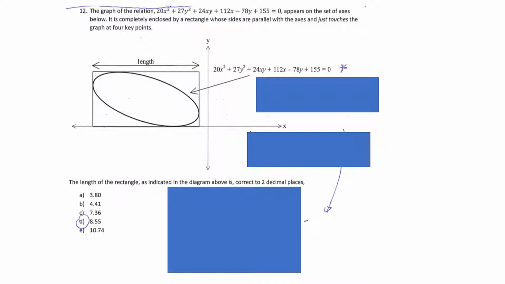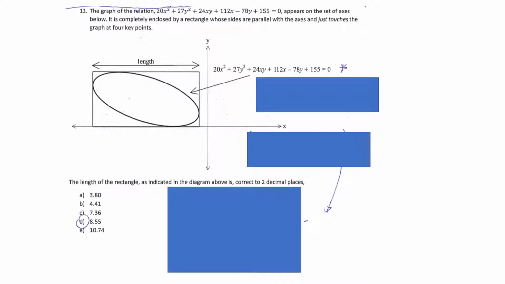All right, this leads us to the final question in the multiple choice section. It's a relation that describes something very close to an ellipse, or you could even say it is an ellipse, but its major axis and minor axis are not aligned parallel with the x or y axes.